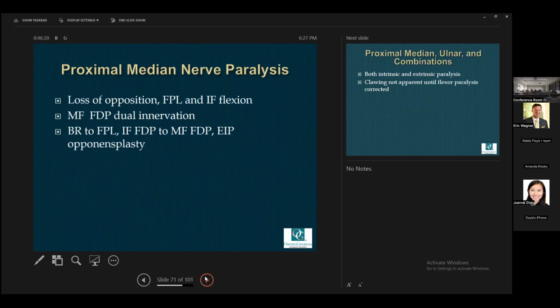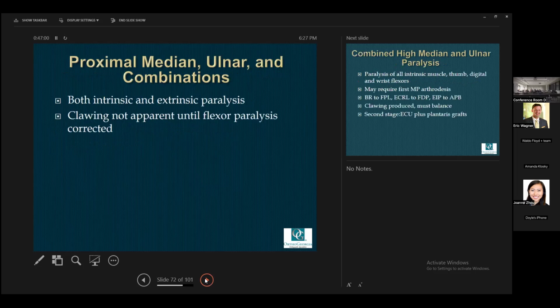Okay, so with the proximal median nerve paralysis, you have loss of opposition, loss of FPL, and index flexion. The brachioradialis works well to the FPL, and you can buddy transfer the index FDP to the middle FDP, which we know is doubly innervated. You can transfer it to the middle FDP and then do EIP opponensplasty. All of those are immobilized in palmar flexion.